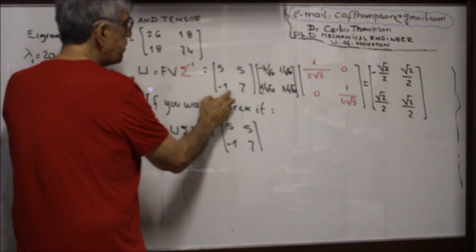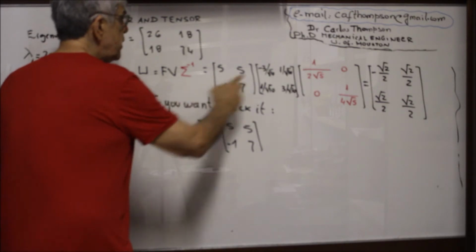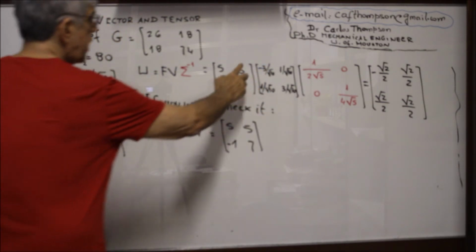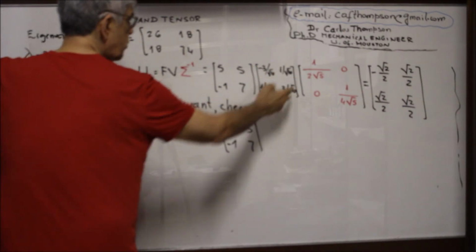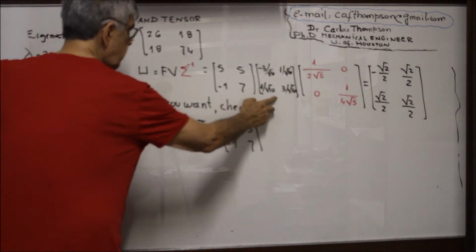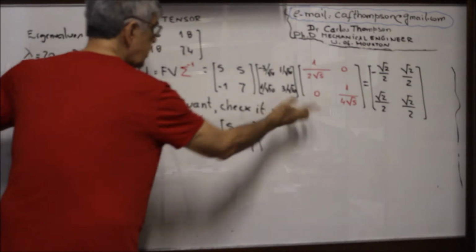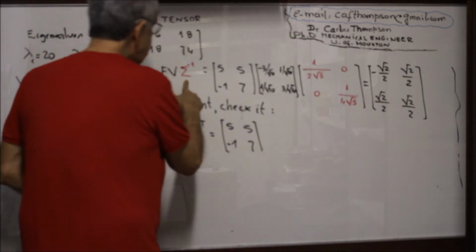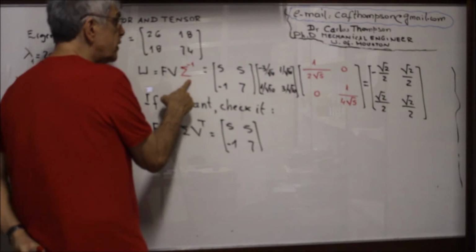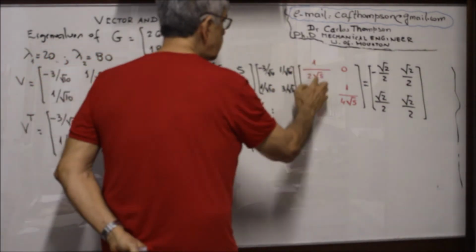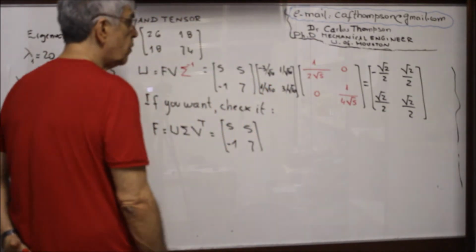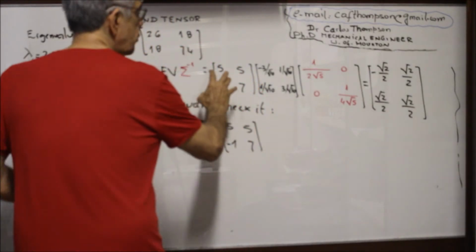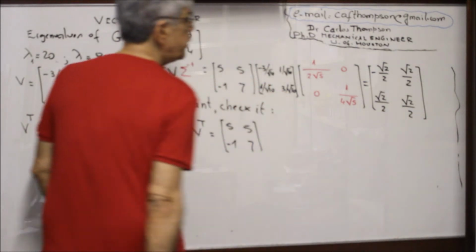F is 5, 5, minus 1, 7. V is minus 3 divided by square root of 10, 1 divided by square root of 10, and 1 divided by square root of 10, and 3 divided by square root of 10. And this is sigma, the inverse of this diagonal matrix is 1 divided by 2 square root of 5, 1 divided by 4 square root of 5. So you multiply and get U over here.